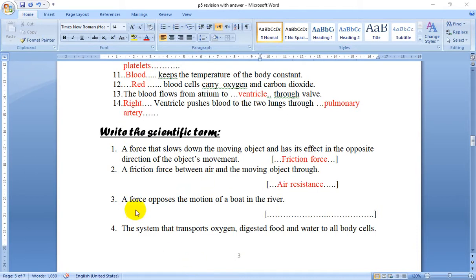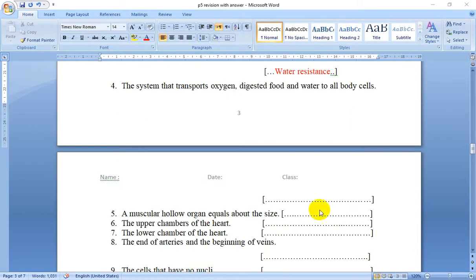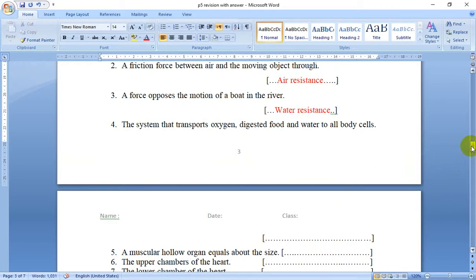Okay, number 3, a force opposes the motion of a boat in the river. Boat in the river, so this is water and object, so we call it what? Water resistance. A force opposes the motion of a boat in the river, water resistance.